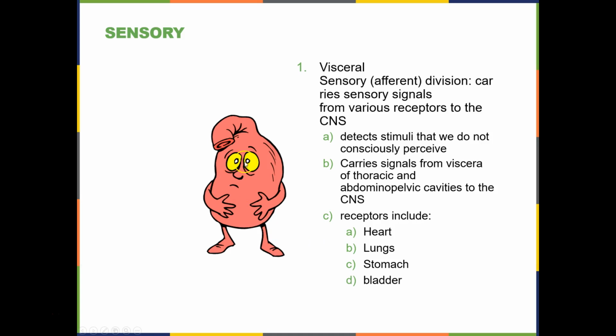So things like our stomach moving, our intestines moving materials through, breathing, heart activity, blood pressure. Those are things that are visceral sensory, that send signals to our brain, and then responses will come through the efferent or the motor division.